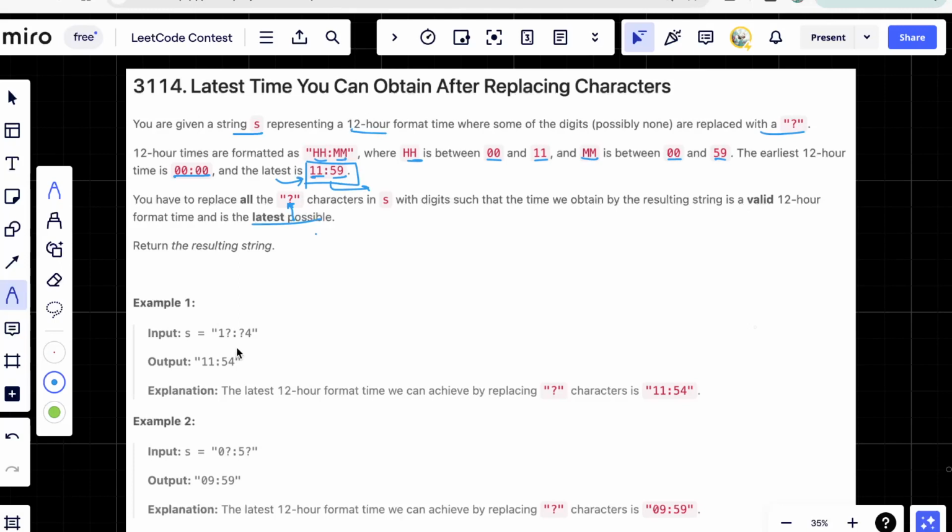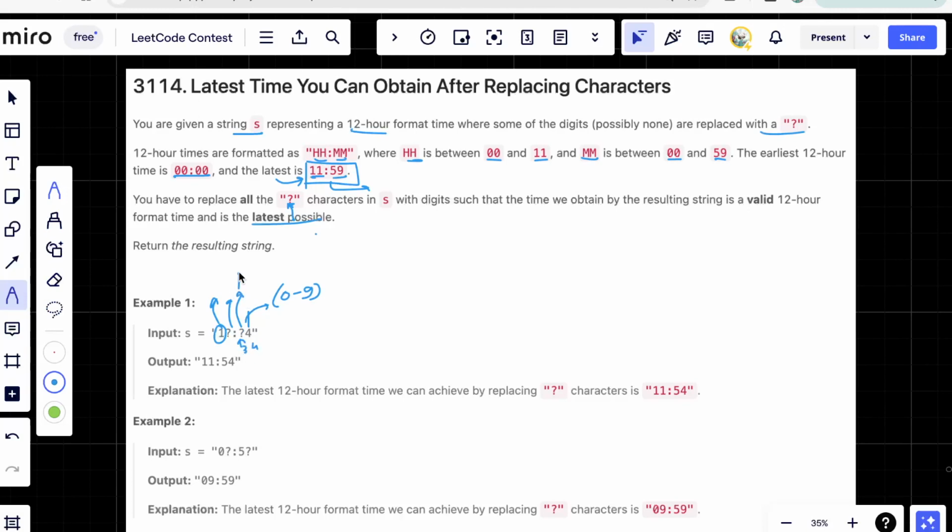If we take the first example, we have 1, a question mark, a question mark, and 4. We're going to have only 4 characters: the first character, the second character, the third character, and the fourth character. For the fourth character, what is the range of numbers you can have? You can have the range 0 to 9 for this position. This is the fourth position of the string, and this is the third position.